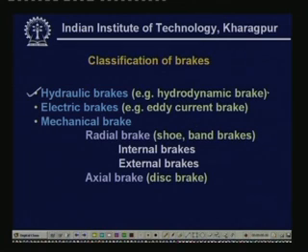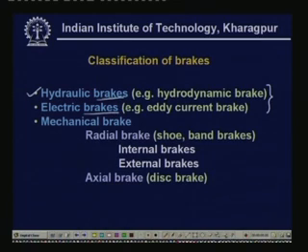Now, these two kinds of brakes cannot bring the moving body to complete rest. What they can do is bring the speed of a moving component down to some limit, and normally very high power, that is, very high energy moving parts are brought to a low speed level by means of this kind of brakes. So, they are normally used in trains, trams, locomotives, etc.